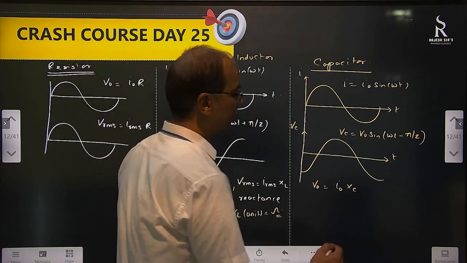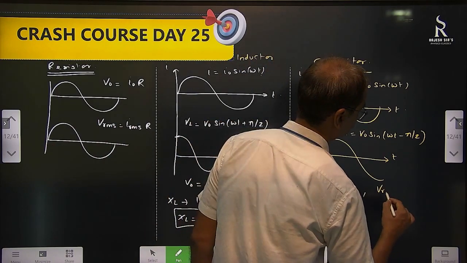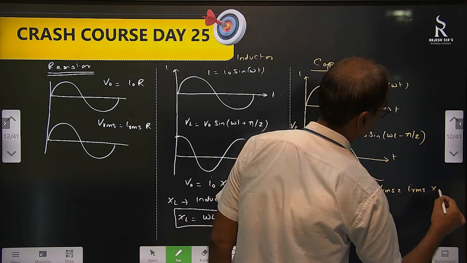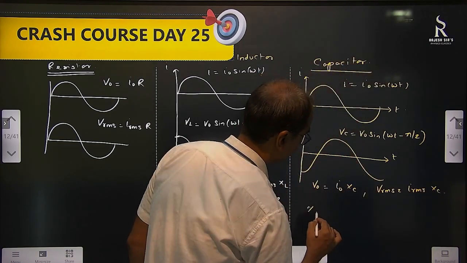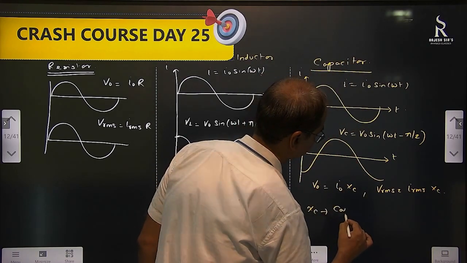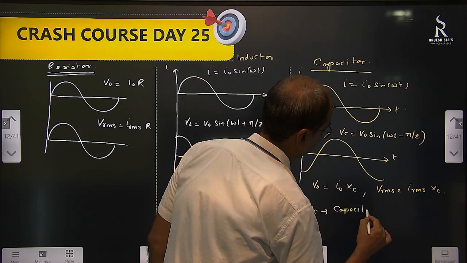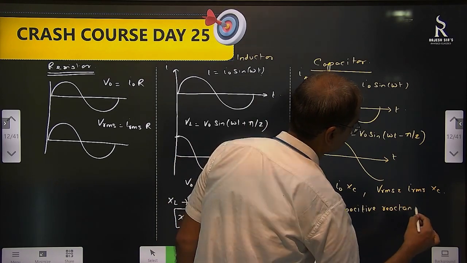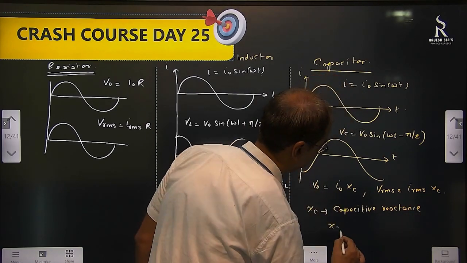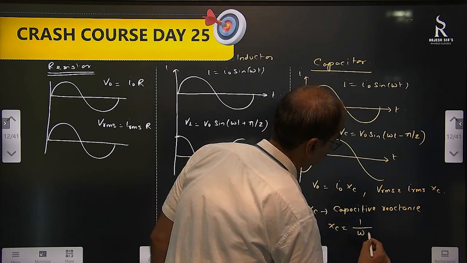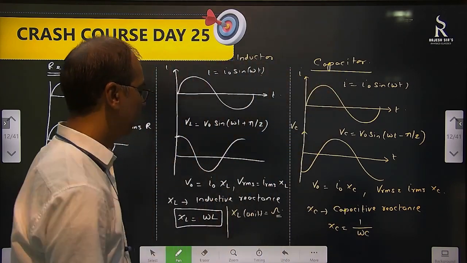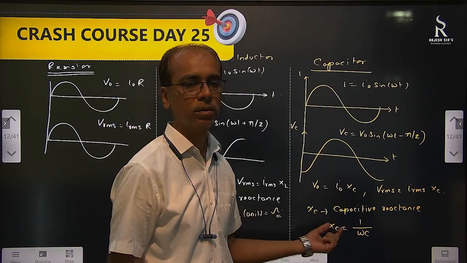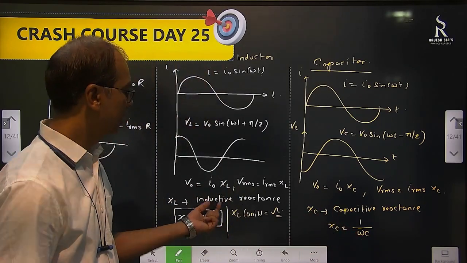And VRMS will be IRMS into XC. XC is what? XC is capacitive reactance, and its value is 1 by omega C. It also depends on omega. If omega is more, this is less. If omega is less, this is more.